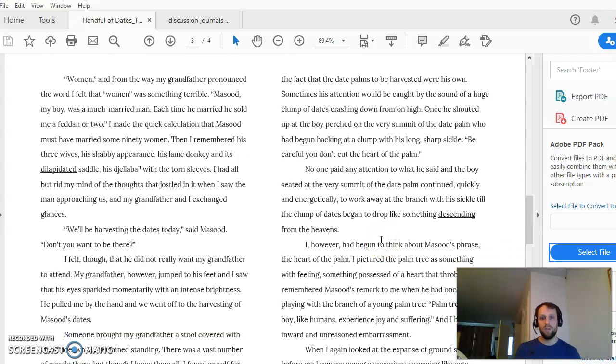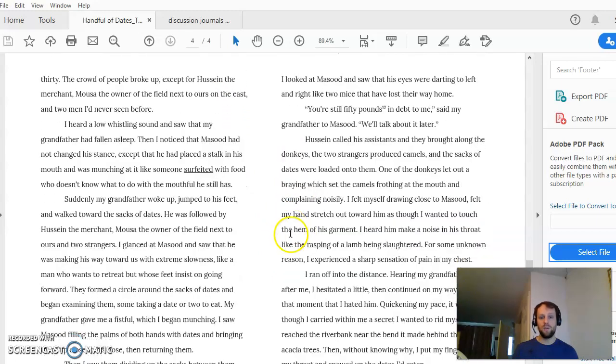And we also want to remember that the observations in the story come from the boy. So the description of the date harvest is from the boy's perspective. We can glean some information about the boy from what he's observing and what he's paying attention to. And you can compare how he reacts to how the other kids are reacting in the date harvest. What does the boy notice about what's happening around him? What does he notice about what's happening to Masood in particular? And what does that say about his character?